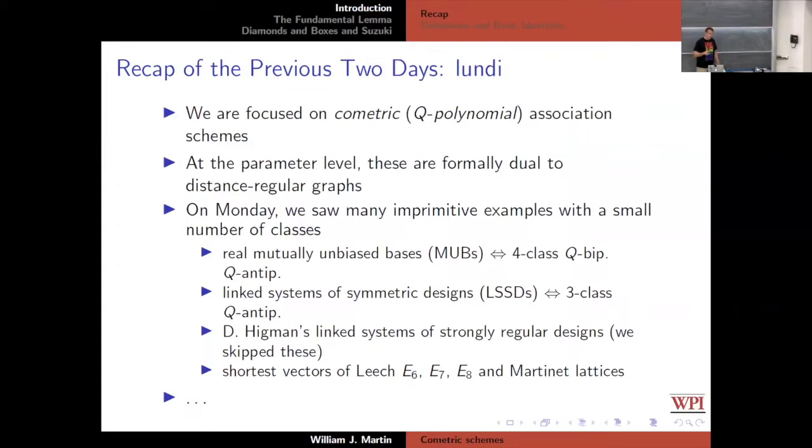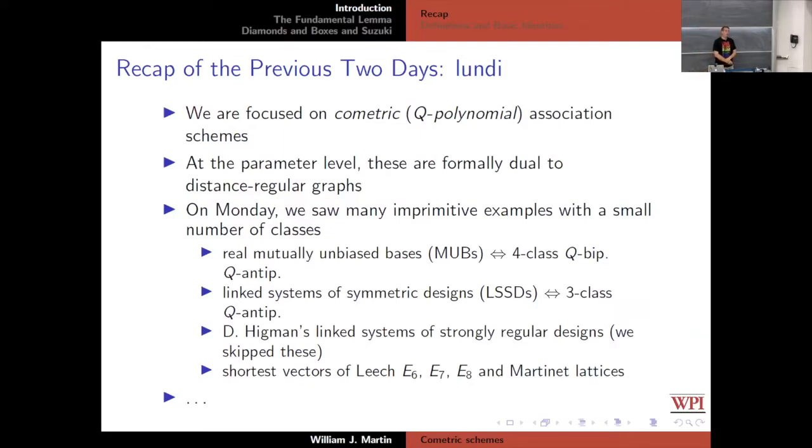So 4-class Q-bipartite Q-antipodal schemes are real mutually unbiased bases. 3-class Q-antipodal schemes are linked systems of symmetric designs. We didn't talk about linked systems of strong irregular designs. There's a beautiful example in my paper with Edwin Van Dam and Misha Muzicek that we saw in Higman's paper, where you have 150 vertices on each of the 3 antipodal fibers is induced a Hoffman-Singleton graph, and between any 2 of the fibers is a Higman-Sims graph. So there's beautiful, beautiful structure in some of these examples.